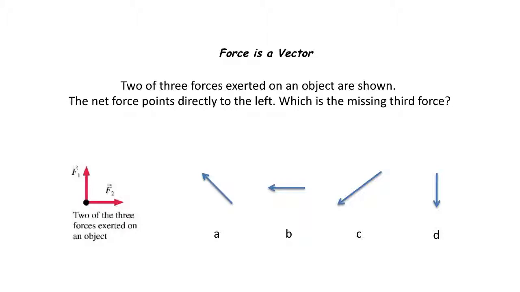You can draw it and get the answer exactly right if you remember how to add vectors, and if you think about what would happen if you pulled on an object with these particular forces. What force do I need to have the net force point directly to the left? So take another minute. I'm going to draw the situation just so we can get started.